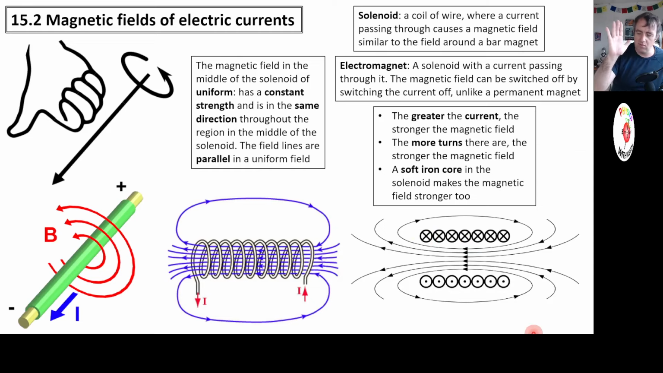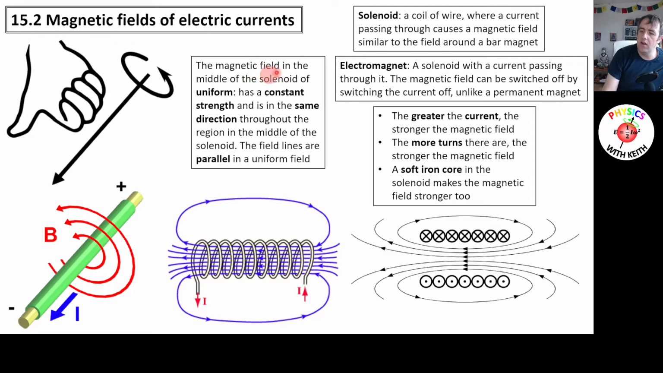And you can take your right-hand grip rule, and you can say when the current is coming out towards me, magnetic field goes like that, which is exactly what this diagram shows. And you could do the same thing for the current going in. Magnetic field goes like that, which is exactly what this diagram shows.